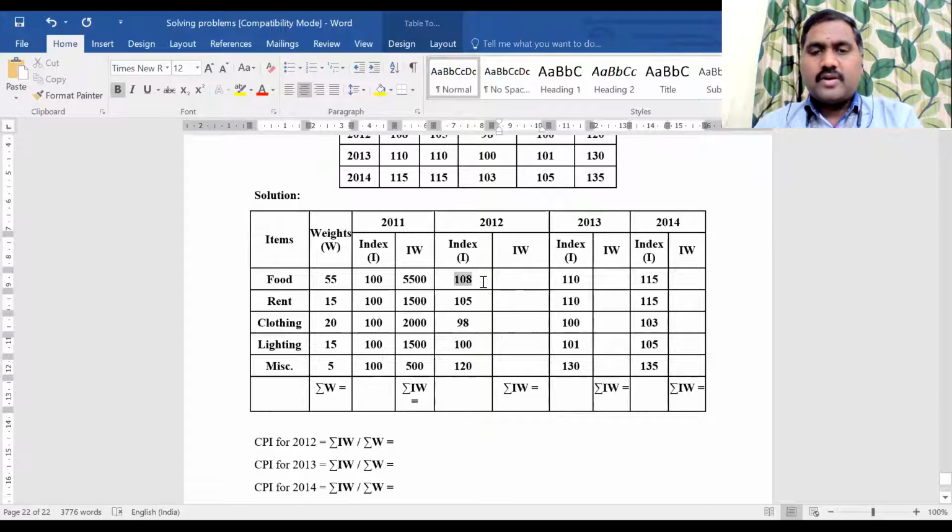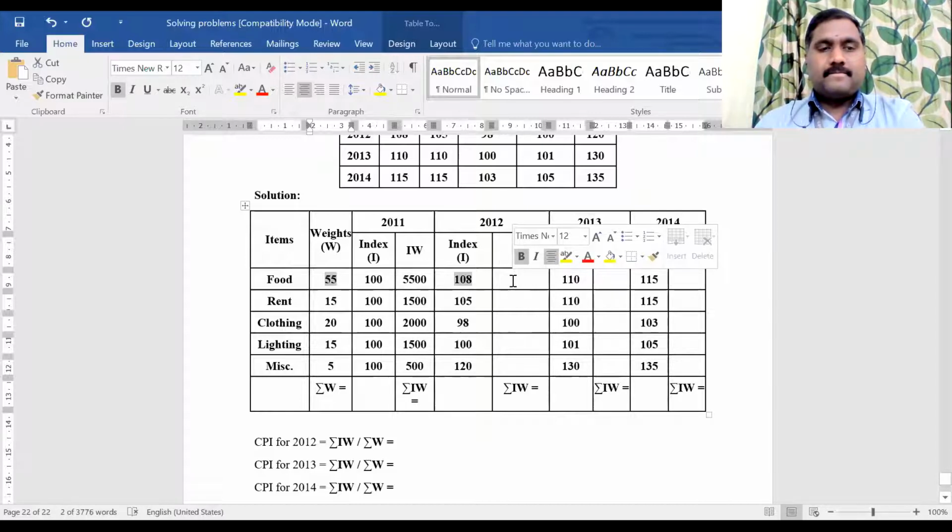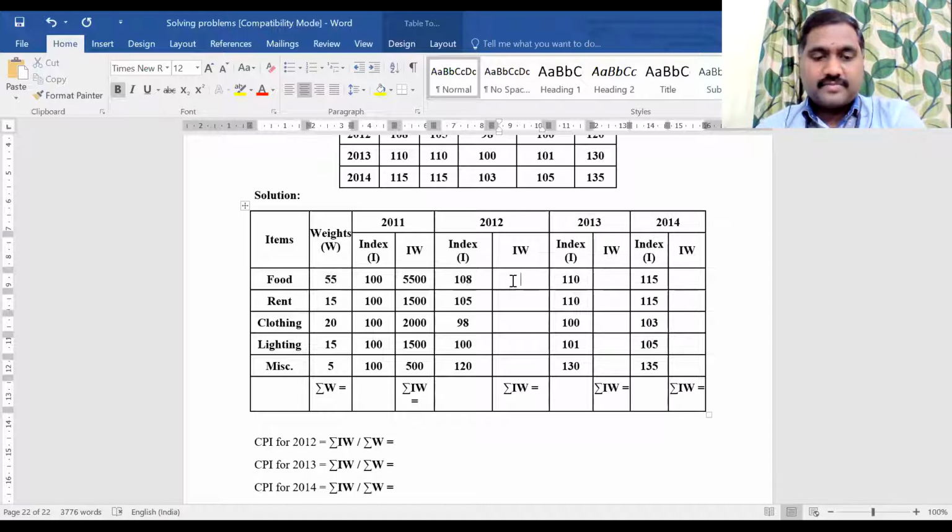That means IW: 108 into 55. What is the value? Anyone? Okay, 5,940. Then 105 into 15. 1,575. Very good. 20 into 98. 9,960, right?